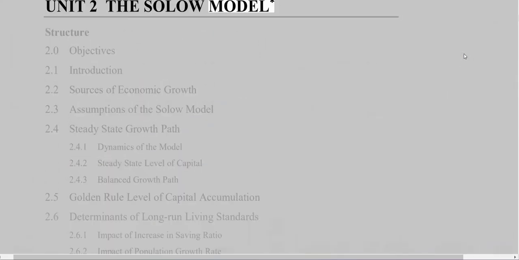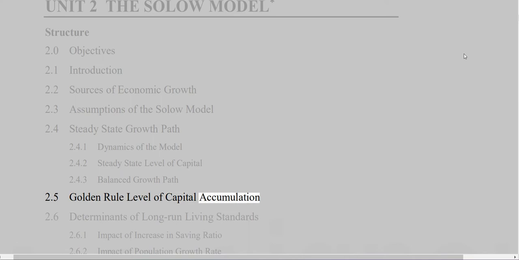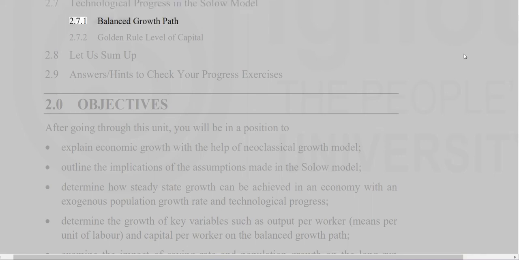Unit 2, the Solow model. Structure: 2.0 Objectives, 2.1 Introduction, 2.2 Sources of economic growth, 2.3 Assumptions of the Solow model, 2.4 Steady state growth path, 2.4.1 Dynamics of the model, 2.4.2 Steady state level of capital, 2.4.3 Balanced growth path, 2.5 Golden rule level of capital accumulation, 2.6 Determinants of long run living standards, 2.6.1 Impact of increase in saving ratio, 2.6.2 Impact of population growth rate, 2.7 Technological progress in the Solow model, 2.7.1 Balanced growth path, 2.7.2 Golden rule level of capital, 2.8 Let us sum up, 2.9 Answers/hints to check your progress exercises.